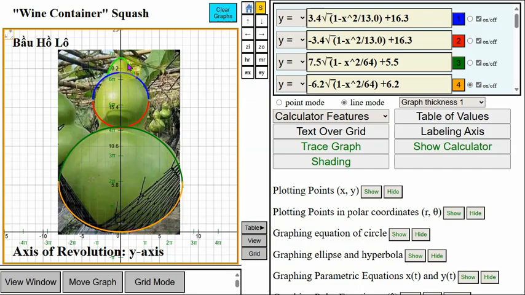So let's find the volume of the part at the top of the squash right here first.